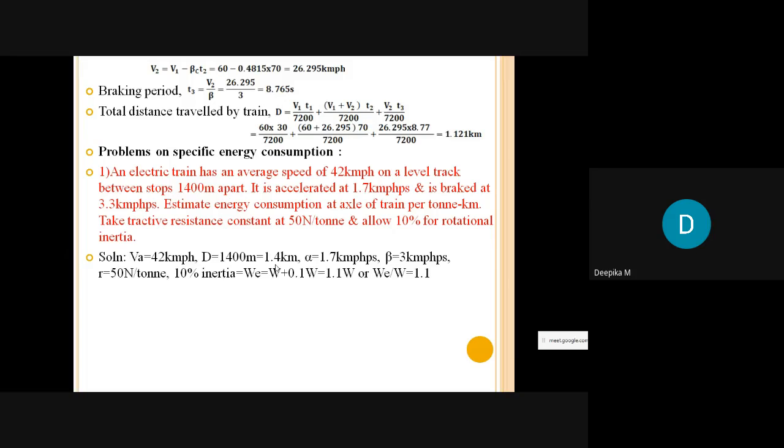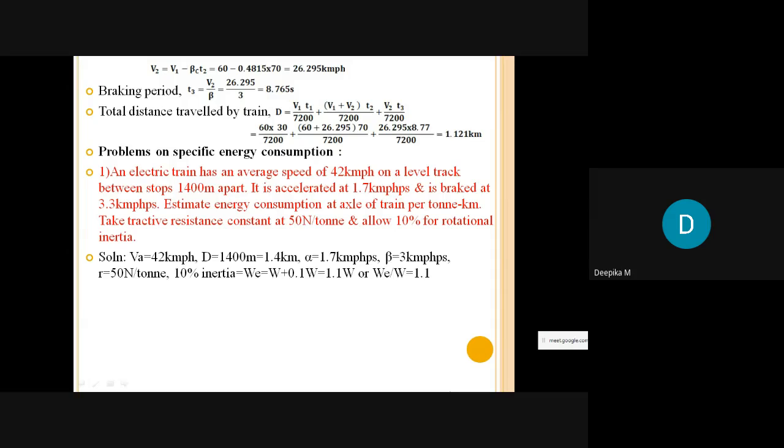So let us list out the data first. The average speed is VA, which is 42 kilometer per hour. The distance they have given is 1400 meter, but we need to convert it into kilometers, so let us divide by 1000. Hence it is 1.4 kilometer. Alpha is 1.7 kilometer per hour per second, beta is 3 kilometer per hour per second, and R is 50 Newton per ton. So that is 10% inertia we are going to add.